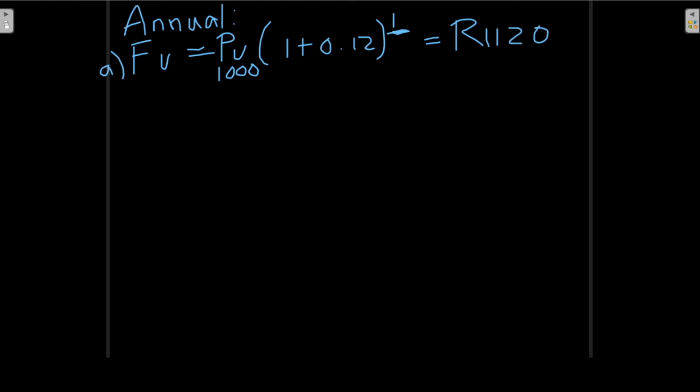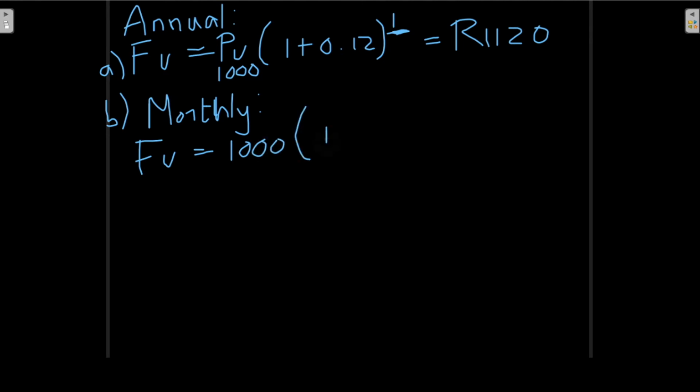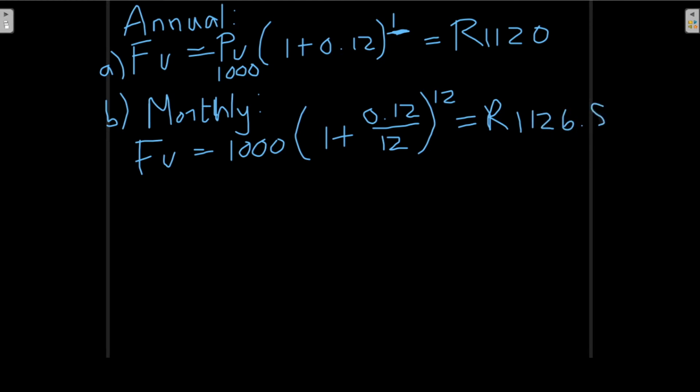Okay, now in B, we can make it monthly. Again, I take 1,000 rands, and now I invest it at 12% per annum, compounded monthly. So I will take my 12% and divide it by the number of compounding periods, and I've got 12 months in a year. Okay, and we can see what we expected to happen did indeed happen, that the future value increased from A to B, and in this case it increased with 6 rands and 83 cents.